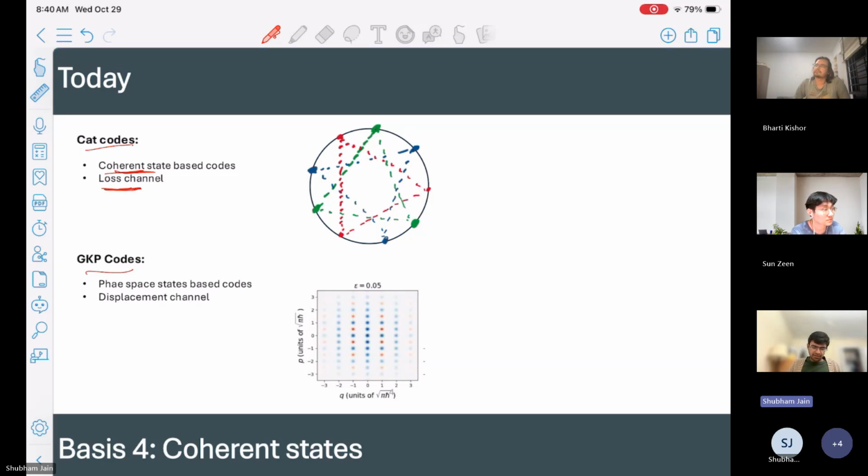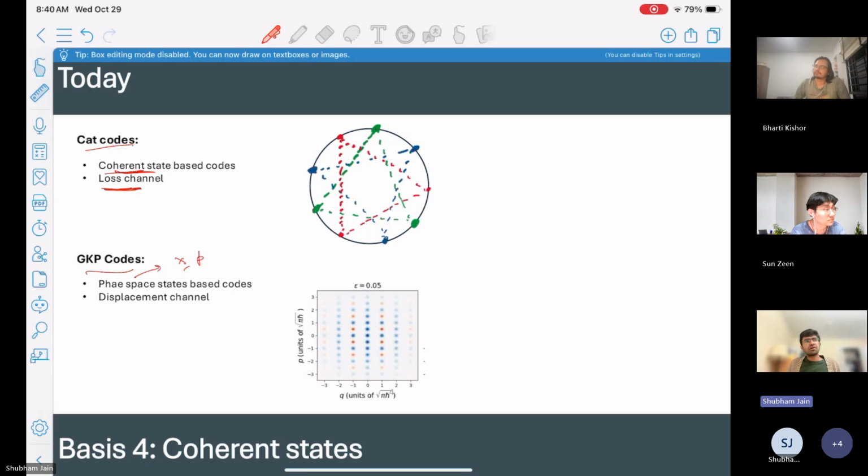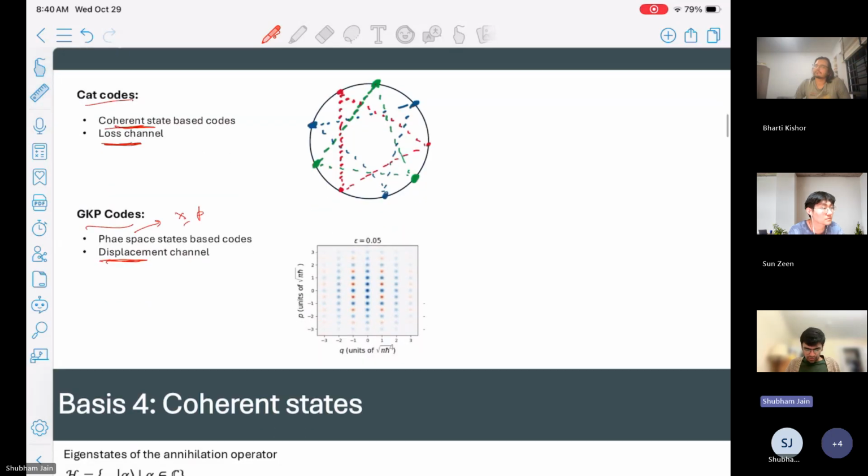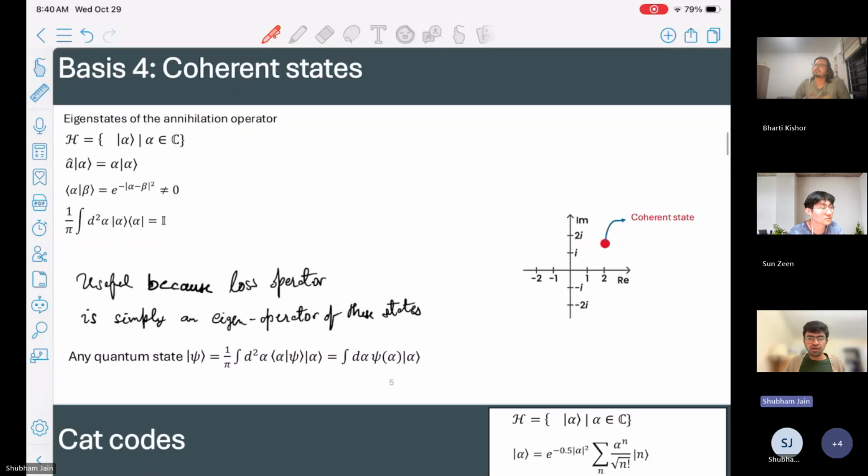This figure might not mean anything at this moment, but it'll make more sense in a few slides. Then there are GKP codes, which are phase-space states-based codes. Phase space just means X and P eigenstates. So these are based on position and momentum eigenstates, and these are designed to protect against the displacement channel. And I will talk about what the displacement channel is. Yeah, so let's get started on this.